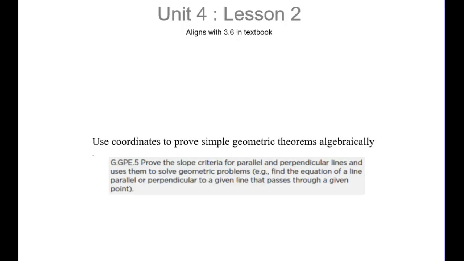Unit 4, Lesson 2. This lesson aligns with 3.6 in your textbooks. In this lesson, we're going to be dealing with the slopes of parallel and perpendicular lines, being able to use information to write equations in slope-intercept form for parallel and perpendicular lines. We're also going to find the distance between two parallel lines, and then at the end, we're going to go through a proof that shows why any two parallel lines are going to have the same slope.